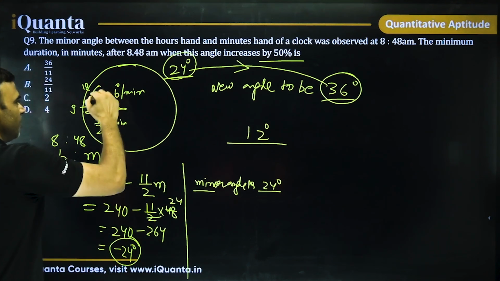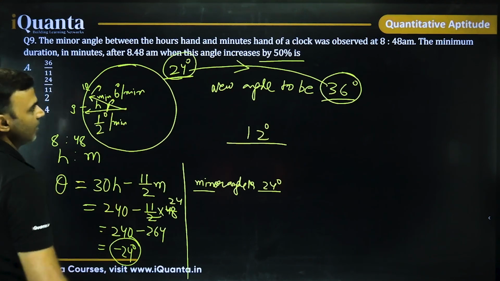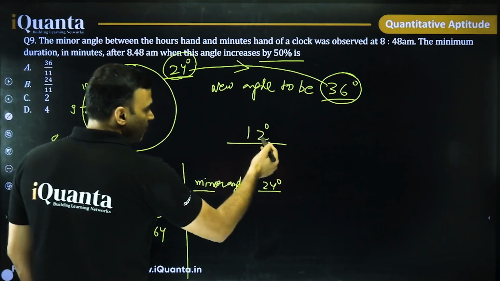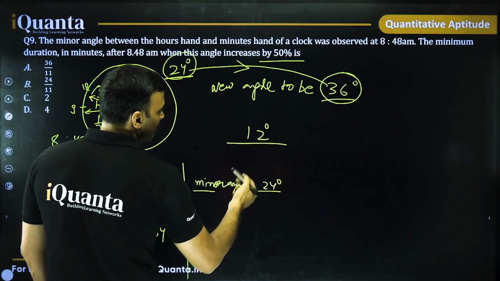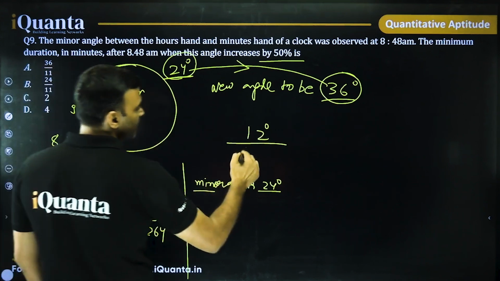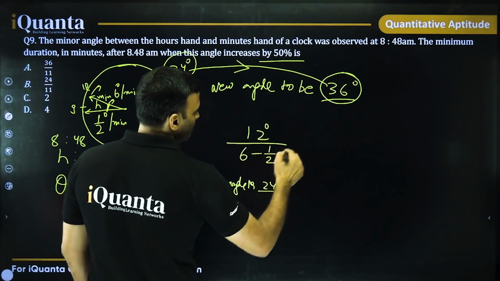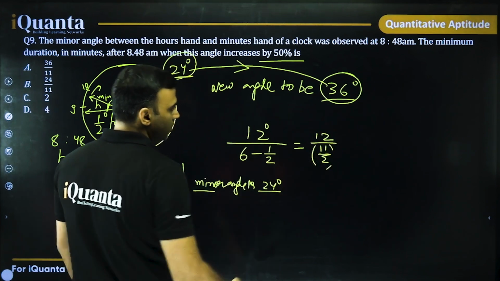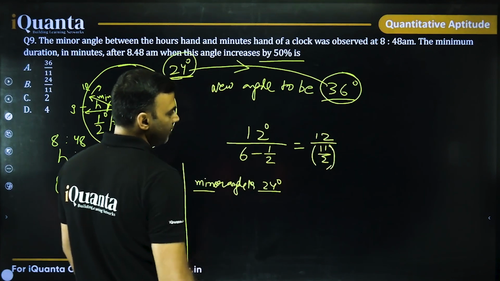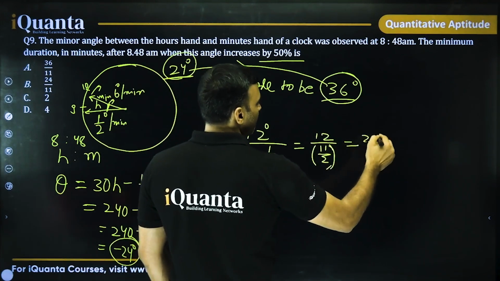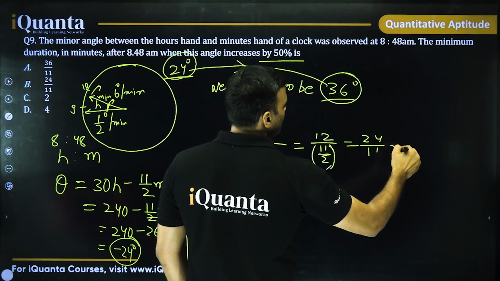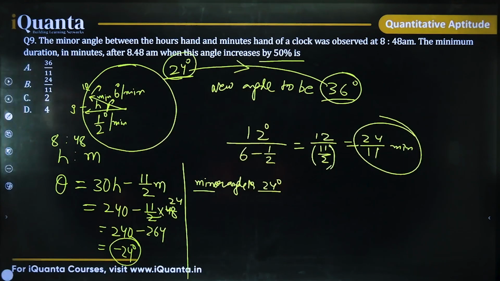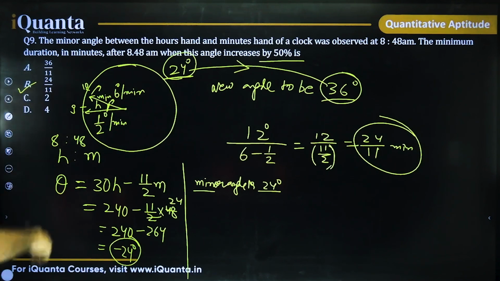Minute hand will keep going further, so the angle will keep increasing. At one point it will become 36. But for that, the angle required to be traveled is only 12. From 24 to 36, only 12. Divide by the relative speed, which will be 6 minus half. So this becomes 12 divided by 11 by 2. Okay, relative speed is 11 by 2. So this becomes 24 by 11 minutes. Right? So the answer of the question should be 24 by 11 minute. Option B is the correct one.